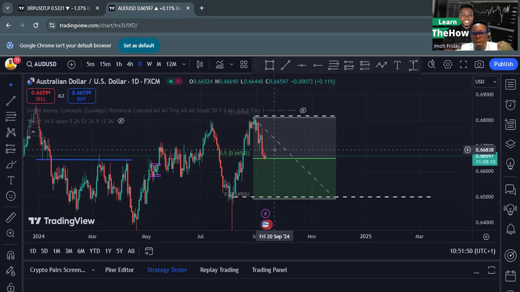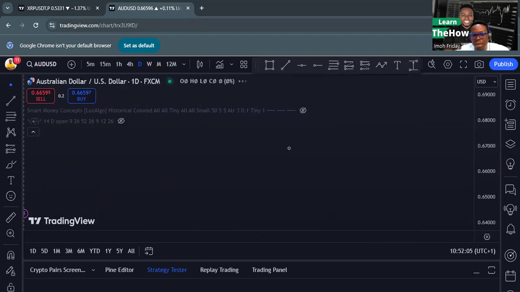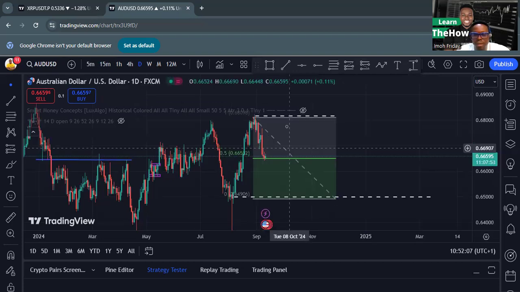Now, I'm going to wait for this pullback to happen. This pullback probably pulls back up to this very point here. If you pull back to this point, then I will enter a sell. So if it pulls back up to this point, I will enter a sell.